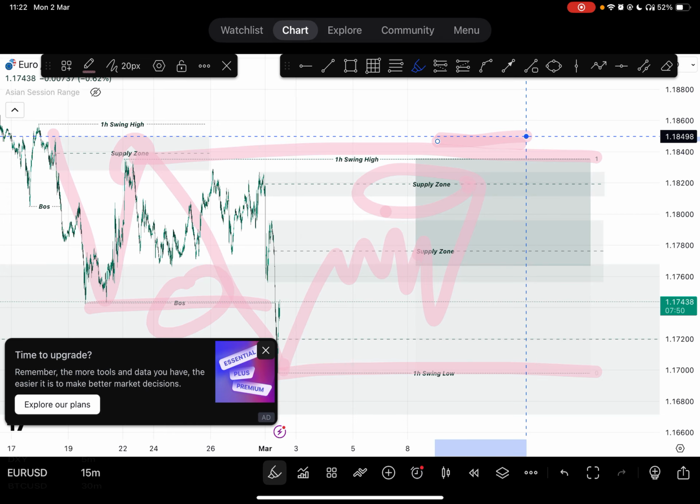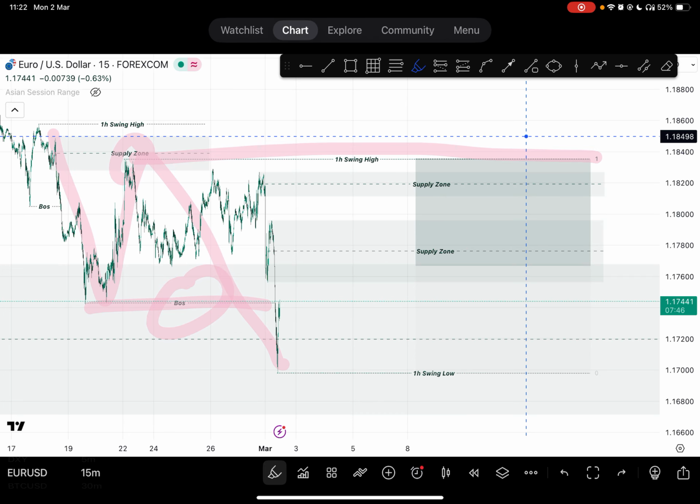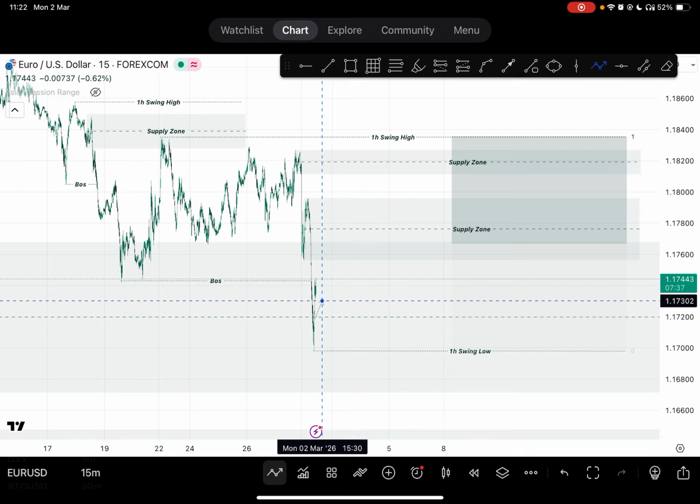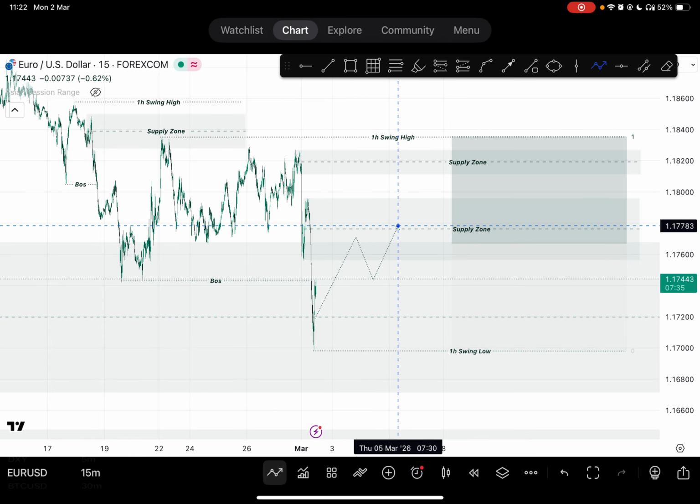Not sell again, right? So that's it for the outlook of the week, and this is what I will be looking out for throughout the week, seeing and expecting price to do.